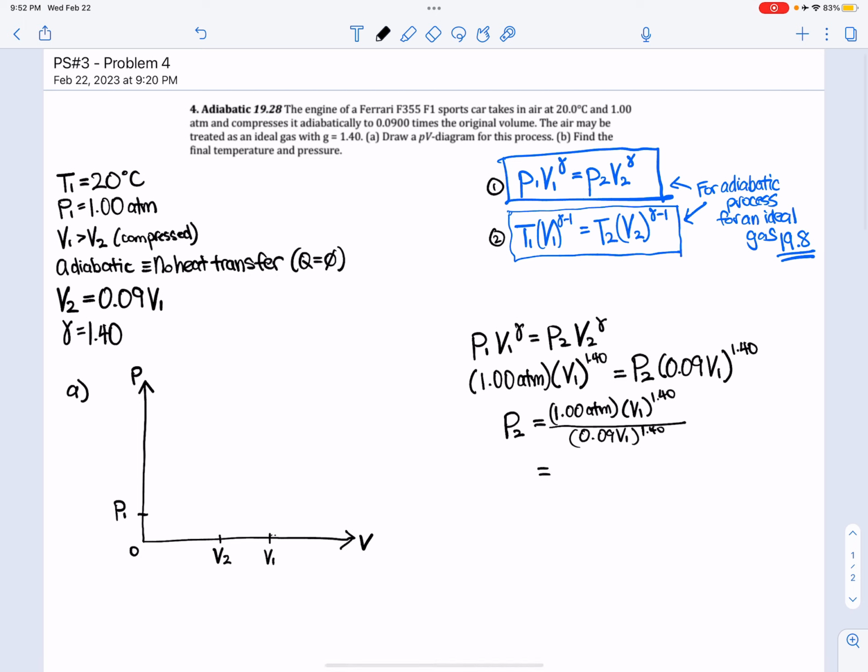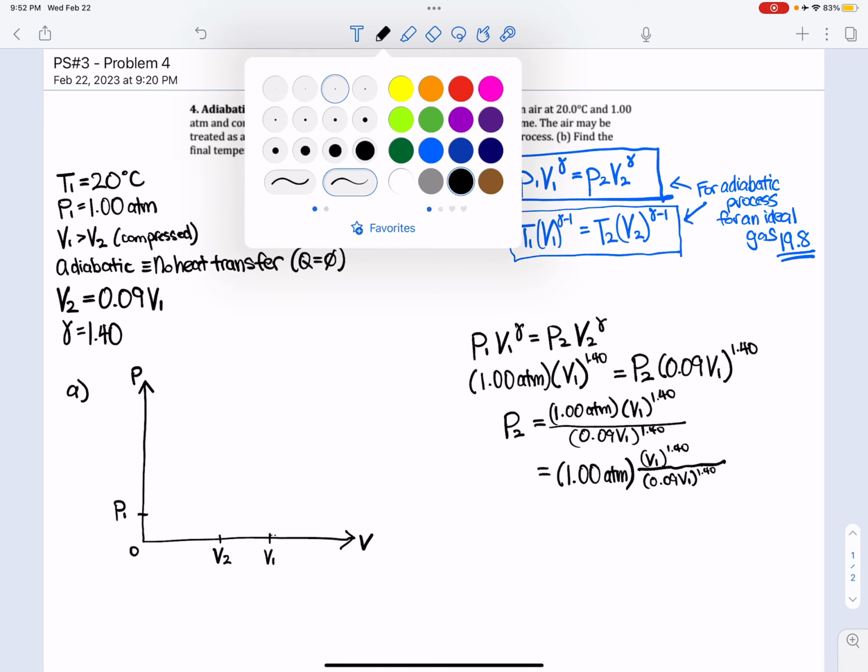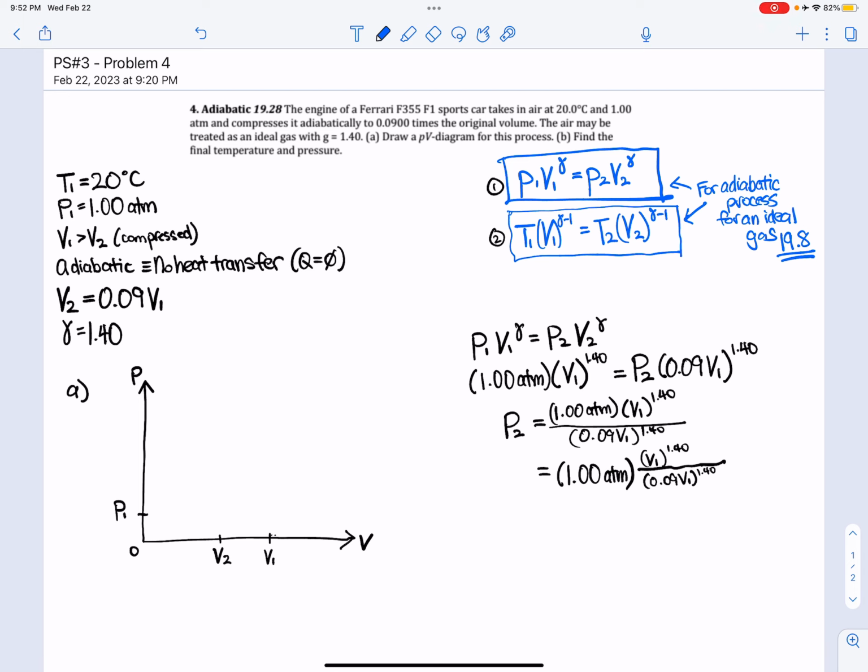I could obviously rewrite that. That's basically just 1.00 ATM multiplied by V1 to the power of 1.40 over 0.09 V1 to the power of 1.40, right? And actually, when we have something like x to the, let's say, 16th power over a number y to the 16th power, that's the same as saying x over y to the 16th power, okay?